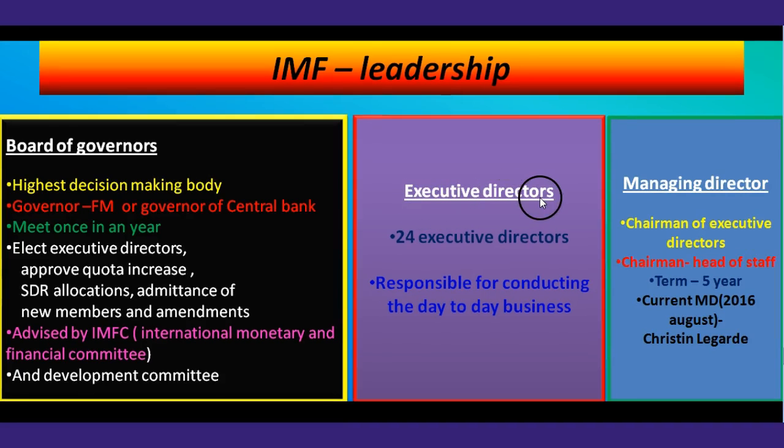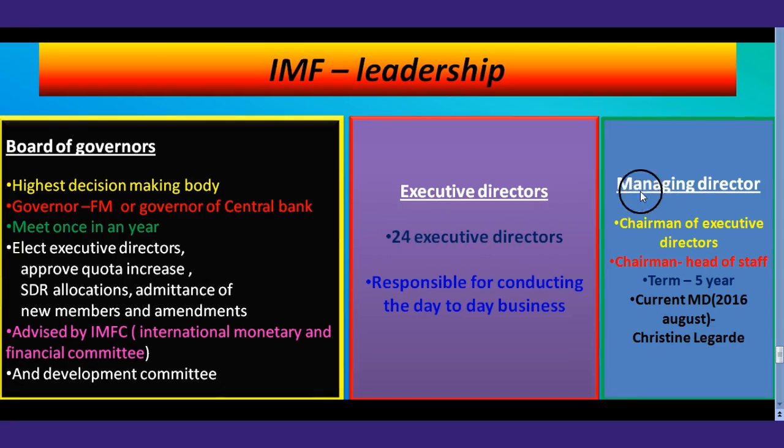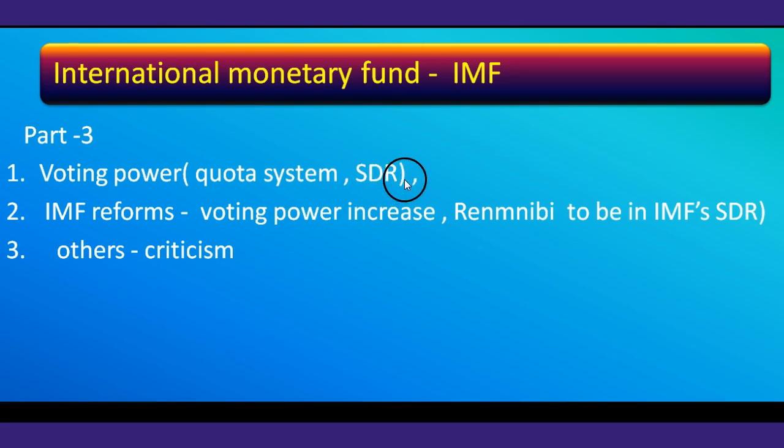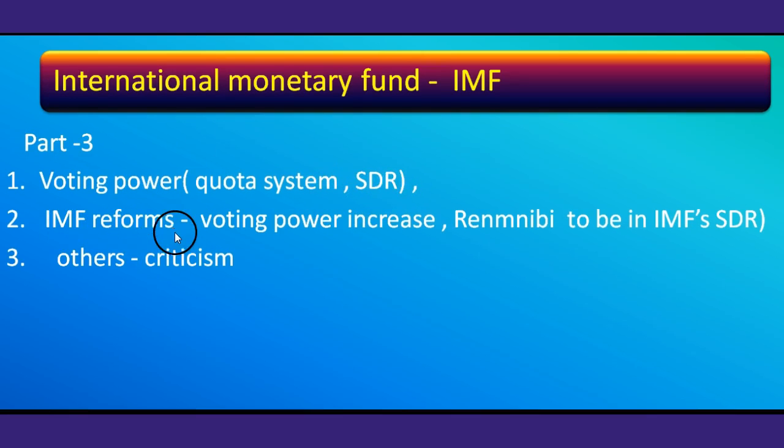And executive directors. Executive directors are responsible for conducting the day-to-day business. There are 24 executive directors, and managing director is the chairman of executive directors. Managing director is the head of staff. Term 5 years. The current managing director is Christine Lagarde. In next video, we will discuss voting power, quota system, special drawing right, IMF reforms and other features.